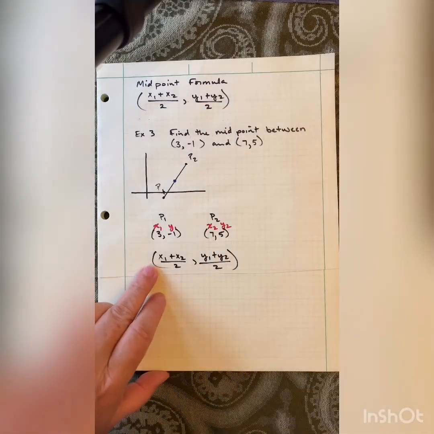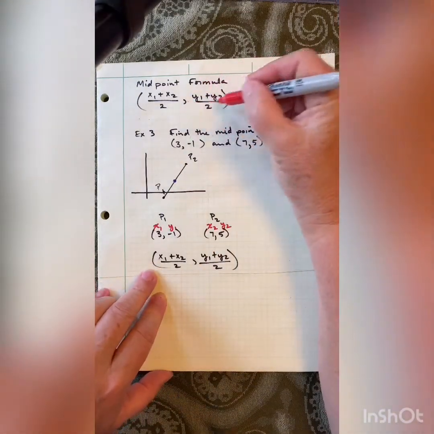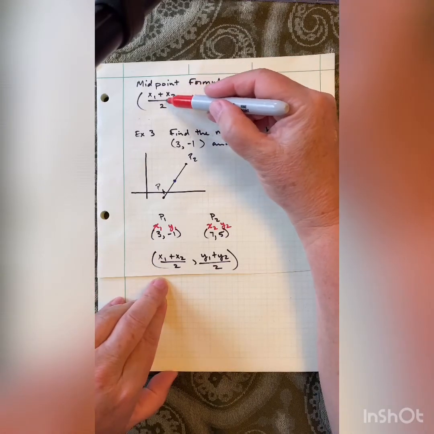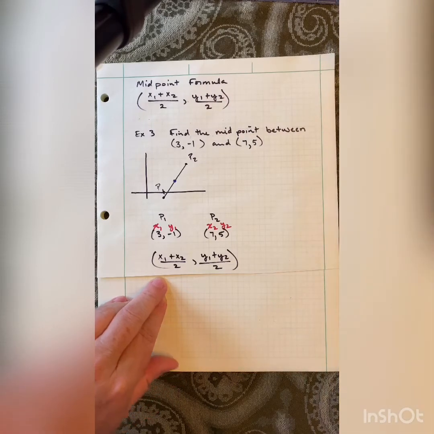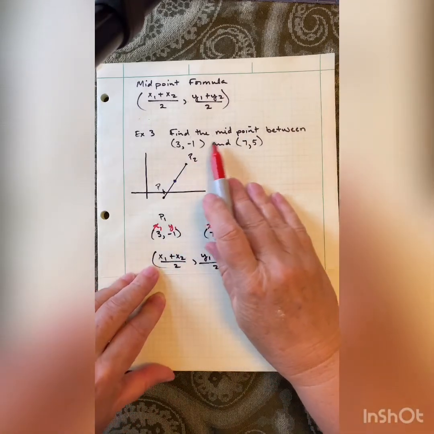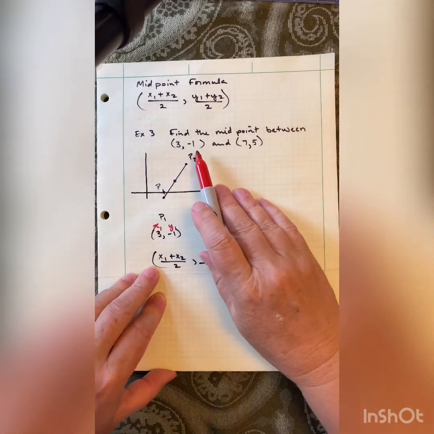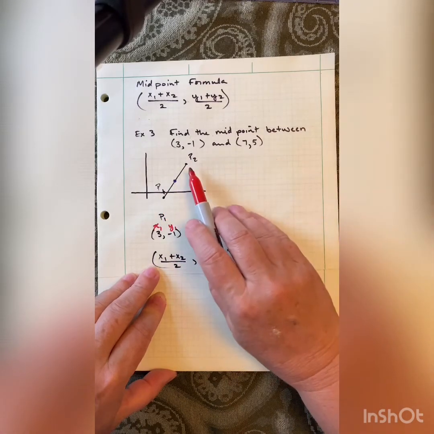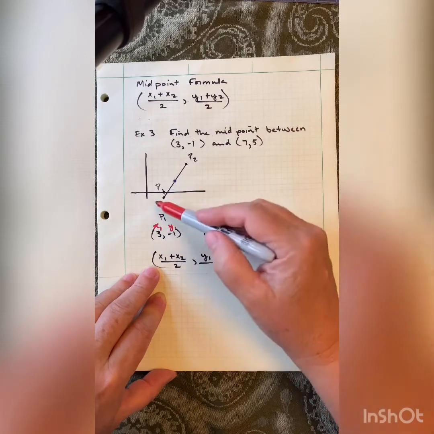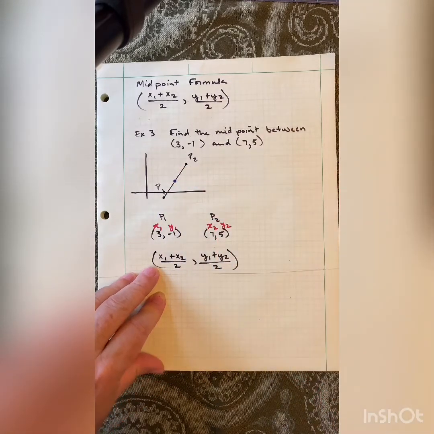That would give me the average. Okay, so here is our midpoint formula right here. Add together your x's, divide by 2. Add together your y's, divide by 2. So I want to find the midpoint between (3, -1), which is right here, and (7, 5), which is up here. Okay, so my midpoint should be right here. I measured it out.